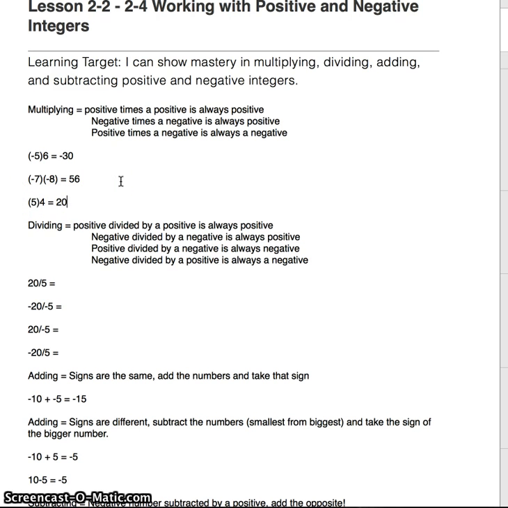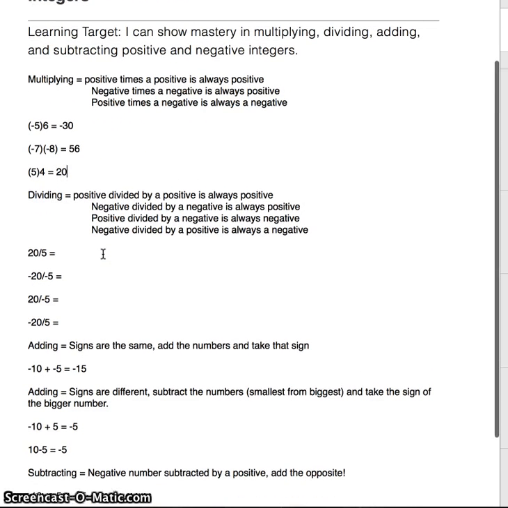All right. And then if we move on to dividing, a positive divided by a positive is always positive. Negative divided by a negative is always positive. Positive divided by a negative is always negative, and a negative divided by a positive is always a negative. So that's a lot of words. Mostly, if you can solve these four problems, you will have mastered dividing positive and negative integers.